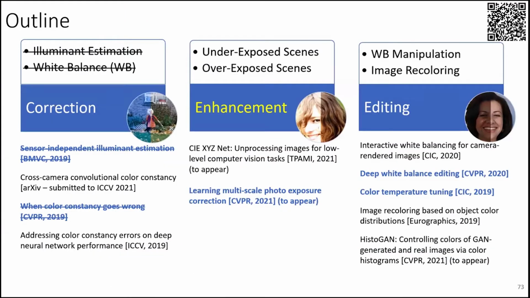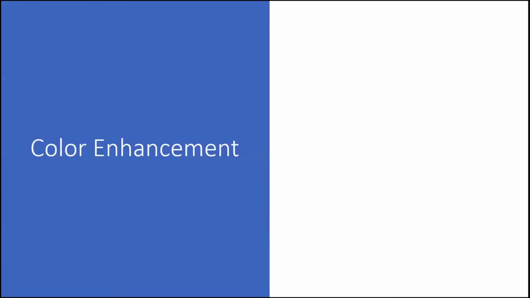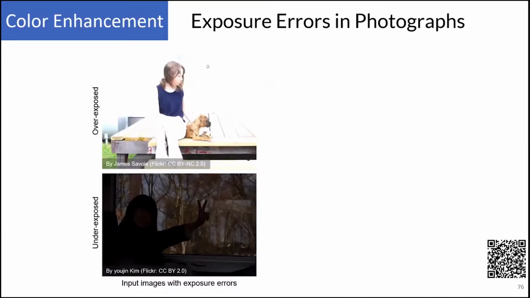So now I will discuss the image color enhancement part. And as I mentioned earlier, we are interested in exposure errors, and in particular, under and overexposed scenes and how to correct them in sRGB space. Here I'm showing two examples of under and overexposed images, and we have to remember that those images are in the 8-bit sRGB space, not in the raw space.